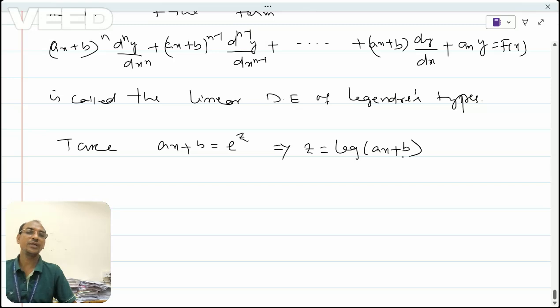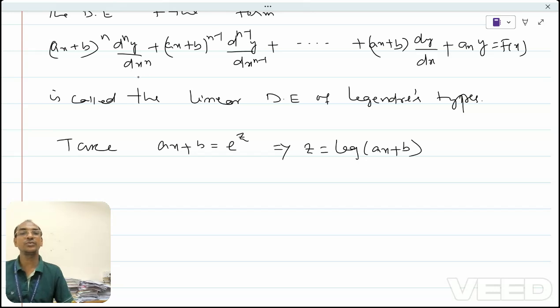Again, we will convert the initial differential equation in terms of x and transform it to a differential equation in terms of z. As a consequence, this variable coefficient equation will be reduced to a constant coefficient equation. Once we get the constant coefficient differential equation, we can apply whatever formula we know and solve it. In terms of z we will get the solution, and then we will replace z by log of ax plus b.